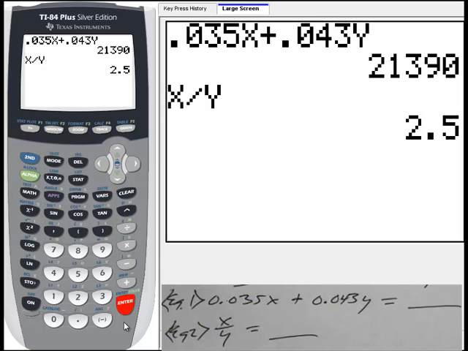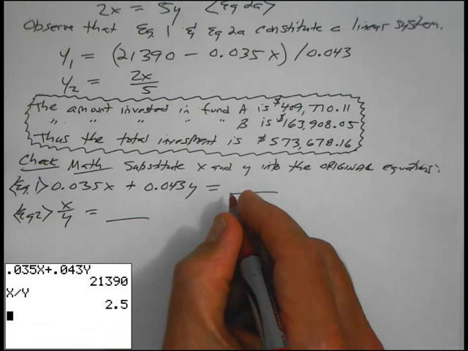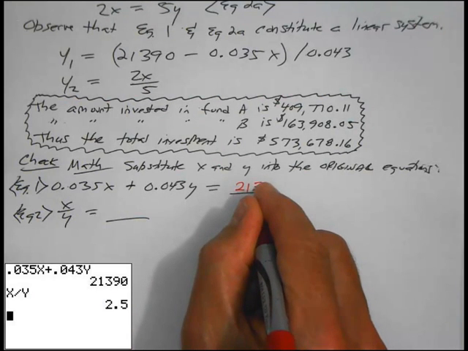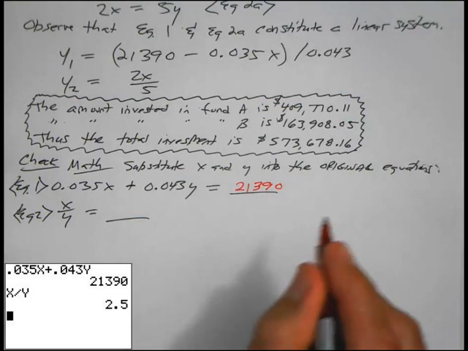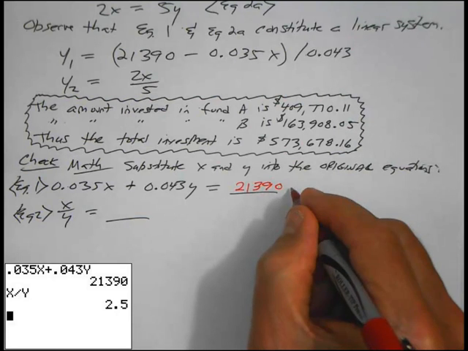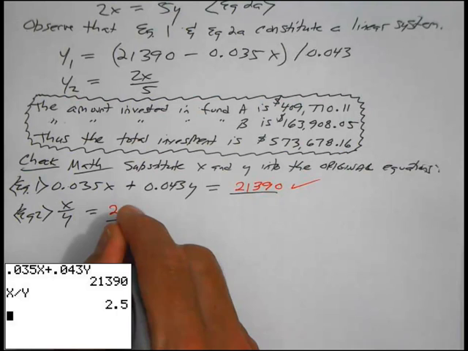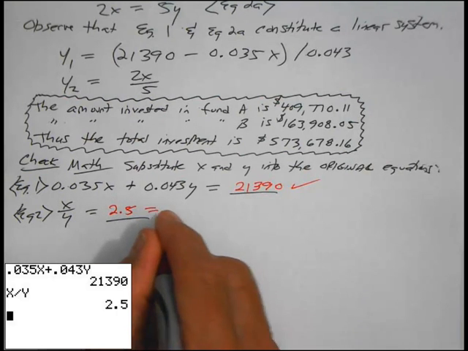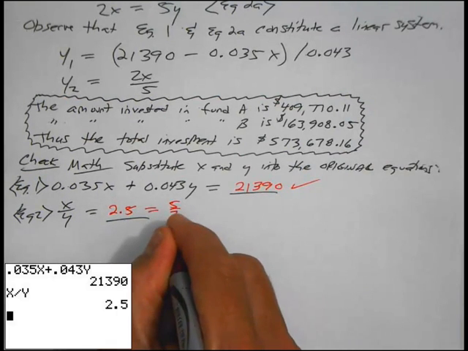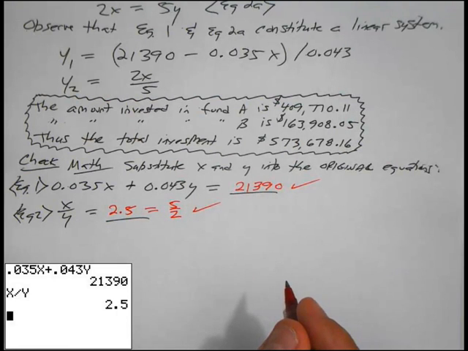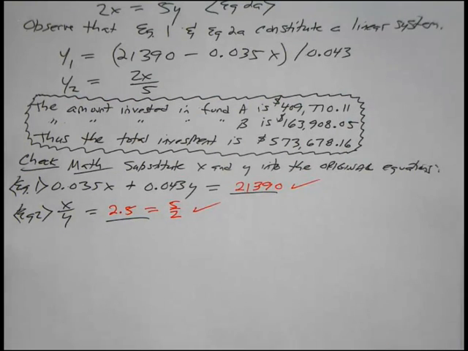Okay, let's go back to the paper. Alright, so our calculator yielded a 21,390 here, which is indeed the right-hand side of equation 1. Check there. Here, calculator came up with 2.5, which is the very same as 5 divided by 2. There's our 5 to 2 ratio. That's a check. Okay, now, sensibility.